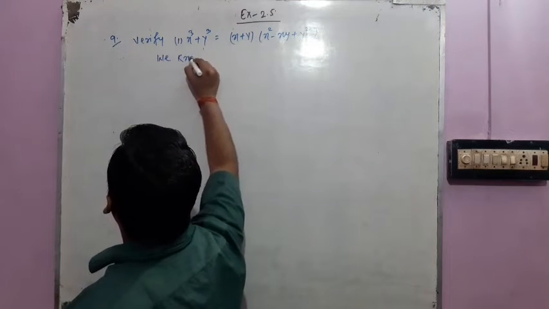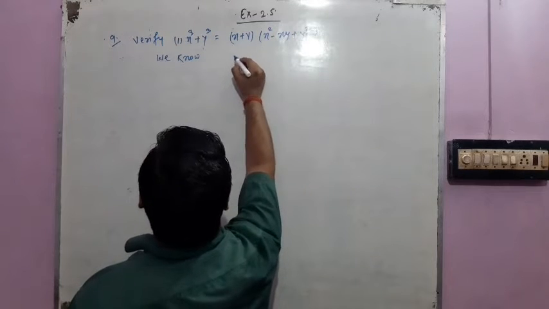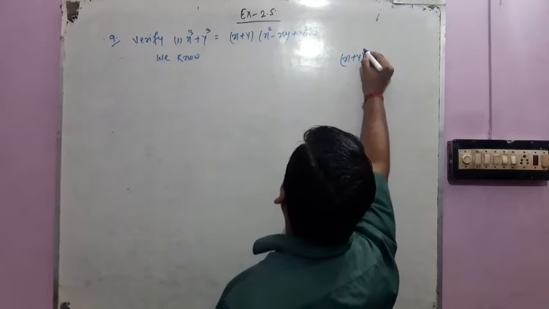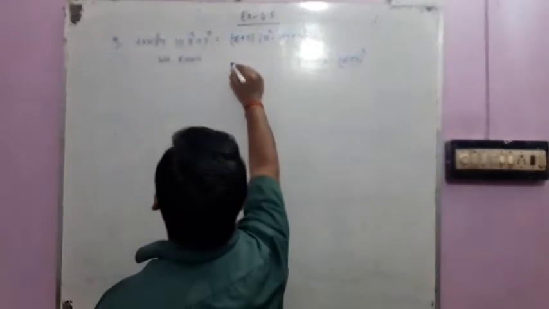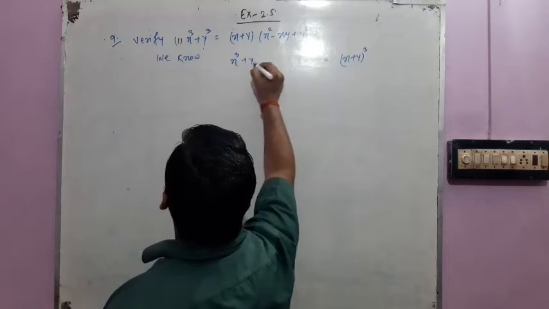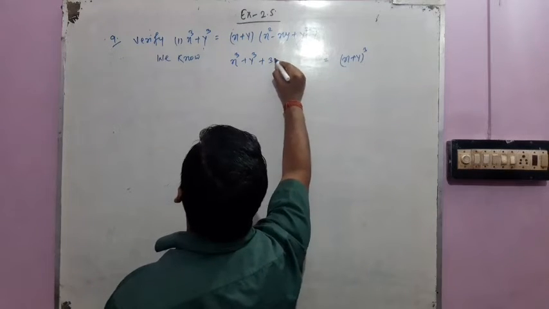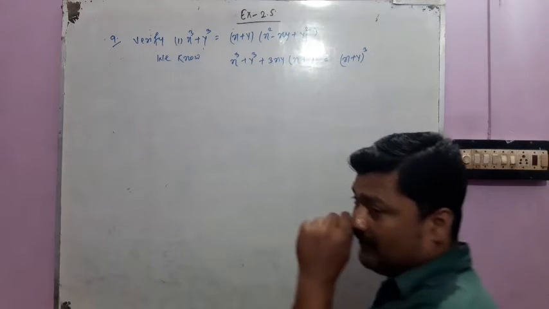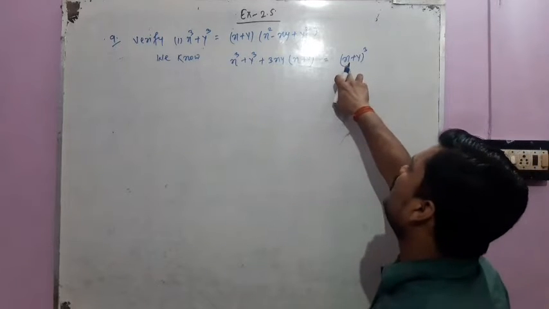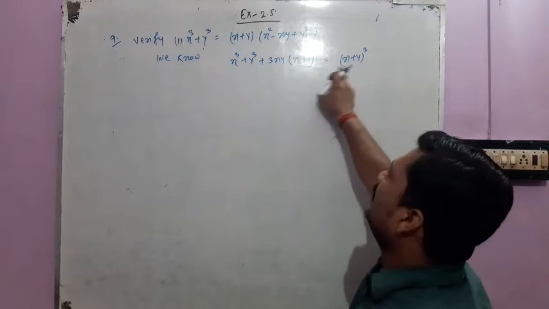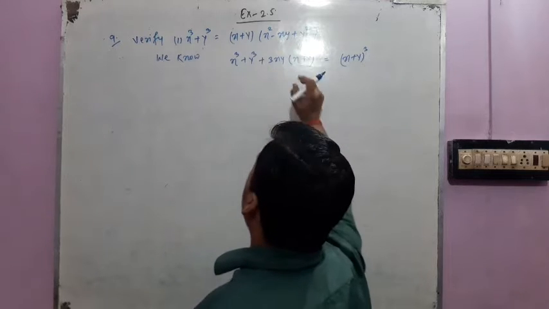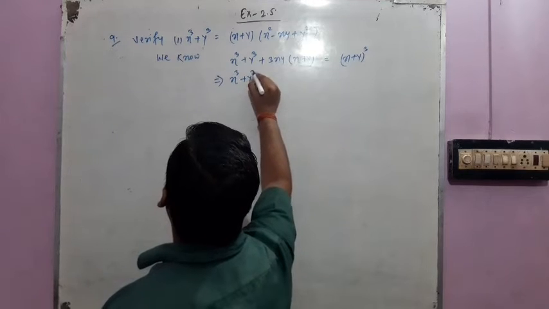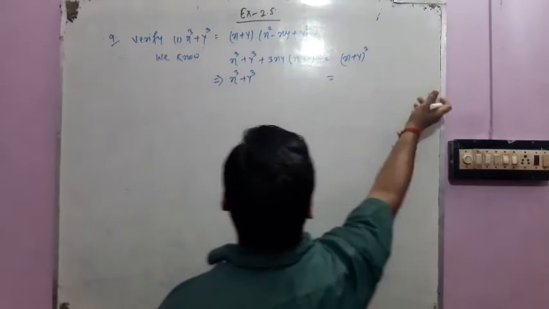We know that the whole cube of x plus y is x cube plus y cube plus 3xy into (x plus y). Okay, students, we know this identity: (x plus y) whole cube is x cube plus y cube plus 3xy into (x plus y). Now, leaving these two terms, we are transferring this term to the right side.